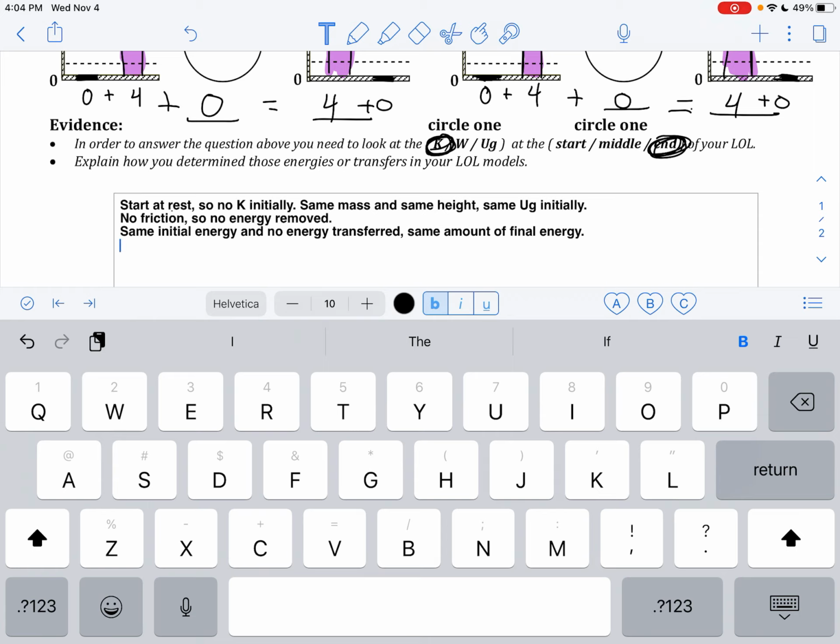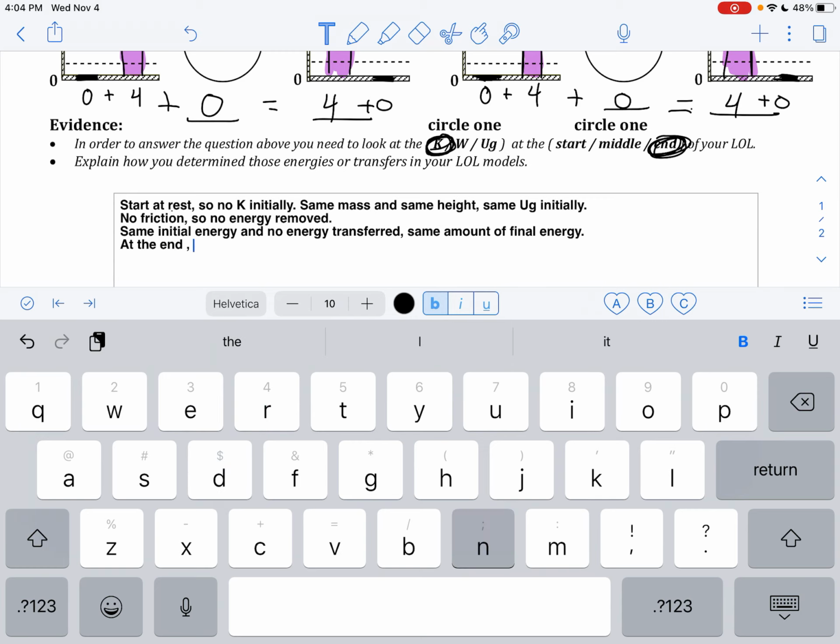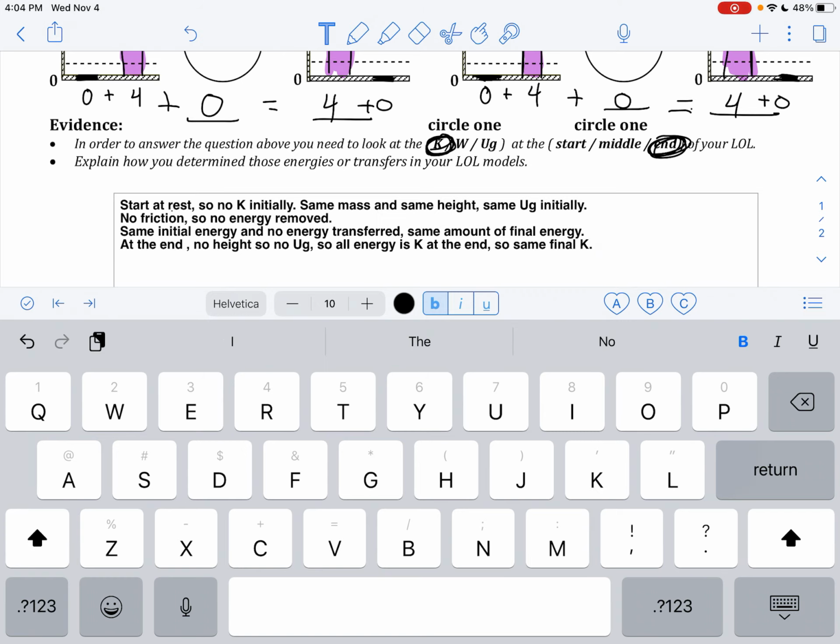All right, so now I've said I get the same amount of final energy. How do I figure out where it goes? At the end, no height, so no UG. So all the energy is K at the end. So I'm saying at the end there's no height, so there's no UG. It's going to be all kinetic energy at the end, so same final K.